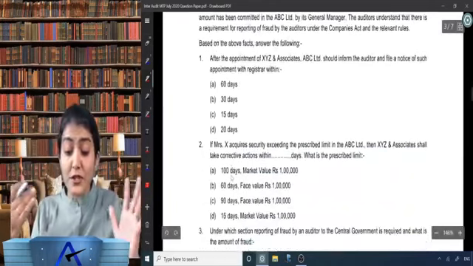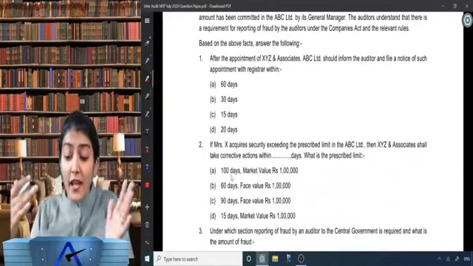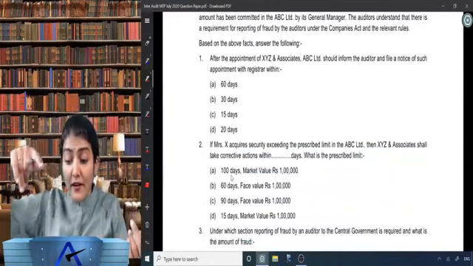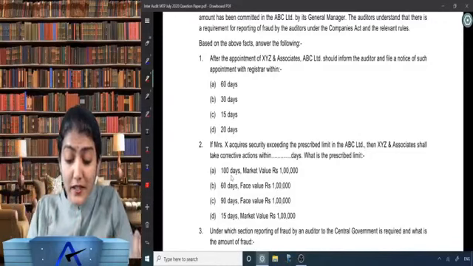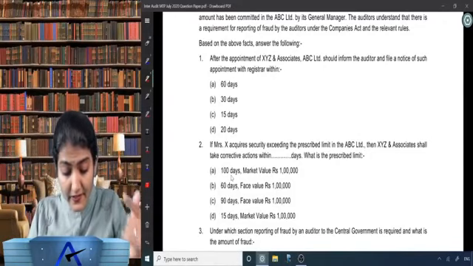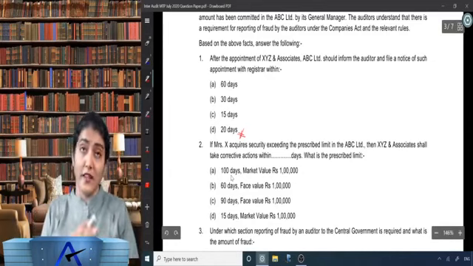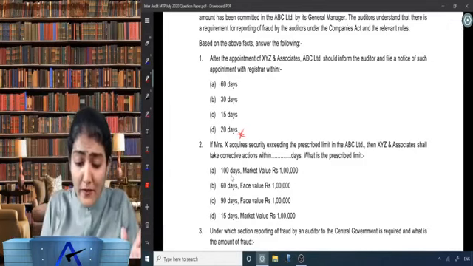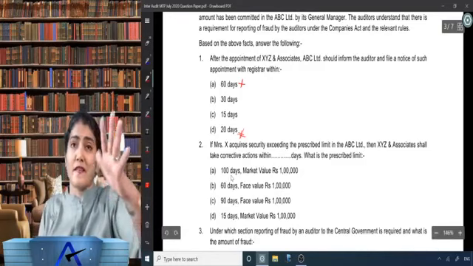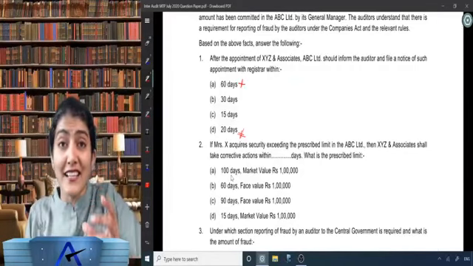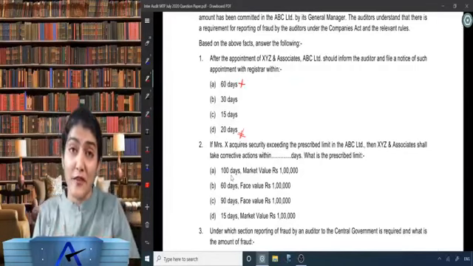After the appointment of XYZ and Associates, ABC Limited should inform the auditor and file a notice of such appointment and inform ADT1 with the registrar within 60 days, 30 days, 15 days, 20 days. So anyways, 20 days is offbeat over there. Right, not after 2 months of the appointment of the auditor. So 60 days also no. So maybe you might have a confusion over there regarding 30 days and 15 days. And also 30 days is when the auditor resigns.